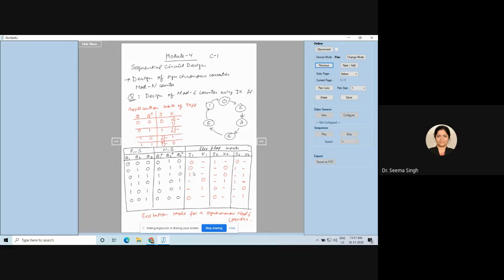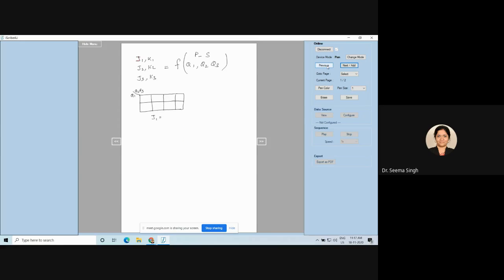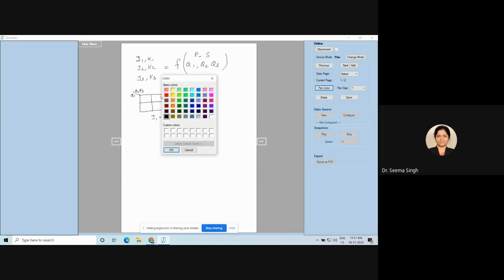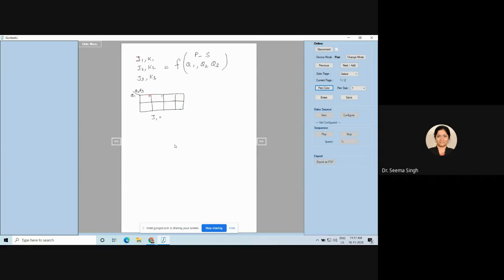And it is 0 for which all? It is 0 for 0, 2 and 1. So now let me check. I have to, of course, write each cell number so that it is easy for you to understand. So I'm writing here 0, 1, 2, 3, 4, 5, 6, 7.